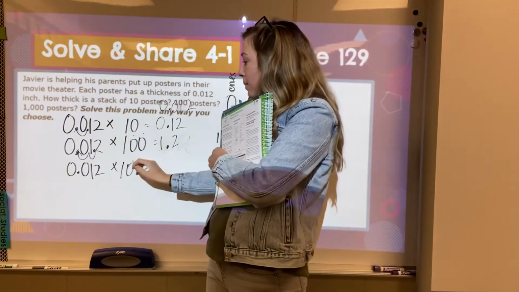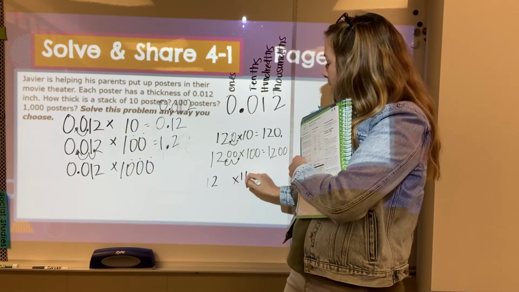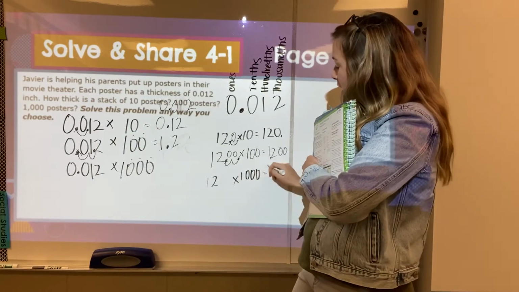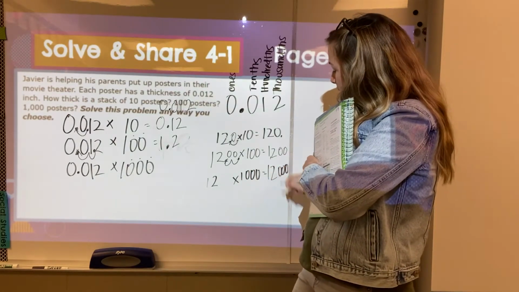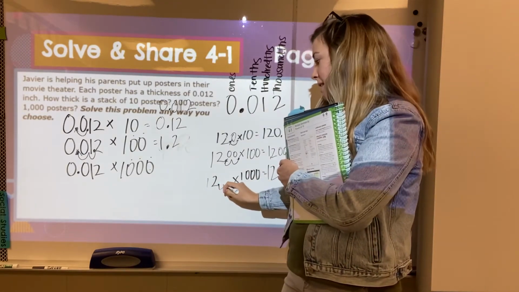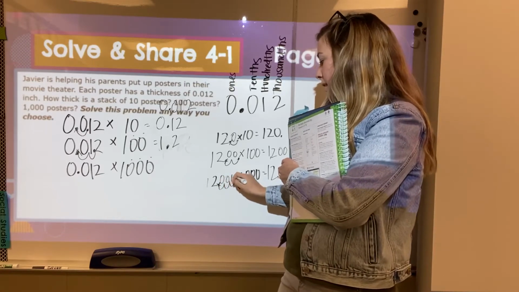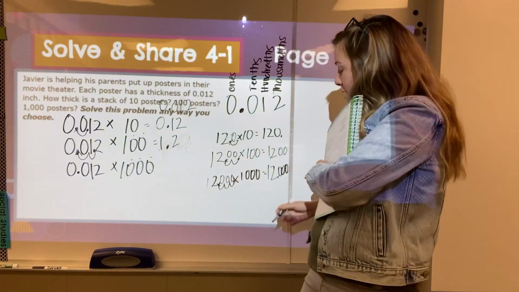So our last one, we've got 1, 2, 3 zeros. If I was to take 12 times 1,000, you would add 3 zeros and you have 12,000. But what you're really doing is 1, 2, 3, that's the shortcut way of what you're really doing. And we get that 12,000 in there.